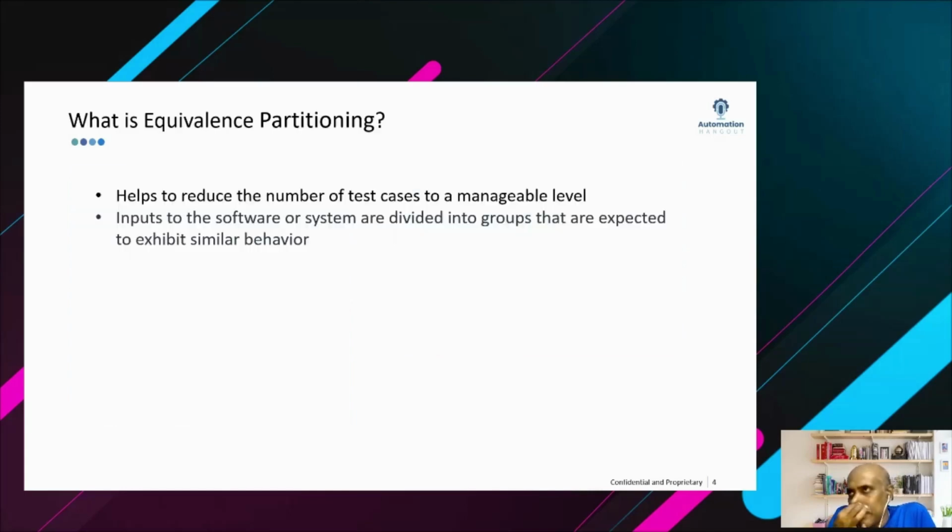Basically, equivalence partitioning, just like any other test design technique, helps us to reduce the number of test cases that you may need to write for a given application. The key activity you do as part of this technique is dividing the inputs that you may have for your application into various groups. So it's all about dividing your input domain into various groups, or what you can call classes or sets.